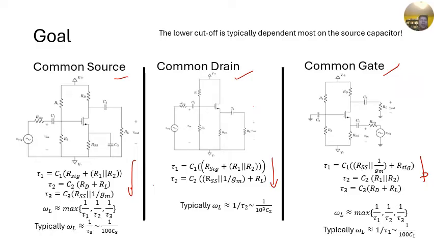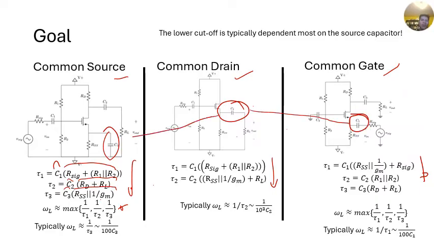And just to reiterate, once we find our time constants, which are just C1 times R Thevenin 1, C2 times R Thevenin 2, C3 times R Thevenin 3, we just pick the 1 over the maximum. And in general, what we will find is that the capacitor connected to the source terminal, or C3 in this case, is the one that's going to fail first, or the one that's going to be responsible for omega low.